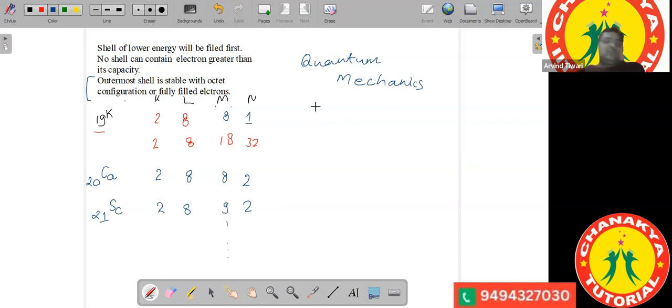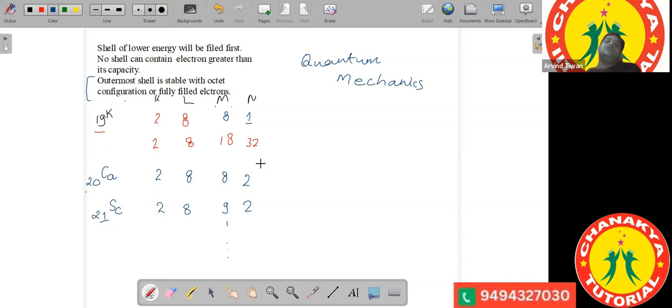Quantum mechanics is not in your syllabus, so you need not worry about them. On the basis of quantum mechanics, you will be studying about orbitals. That is a part of class 11, so no need to worry about the orbitals. That is why you shall be able to write the electronic configuration up to the element of atomic number 20, that is calcium. After calcium, no need to worry about how to write out the configuration.